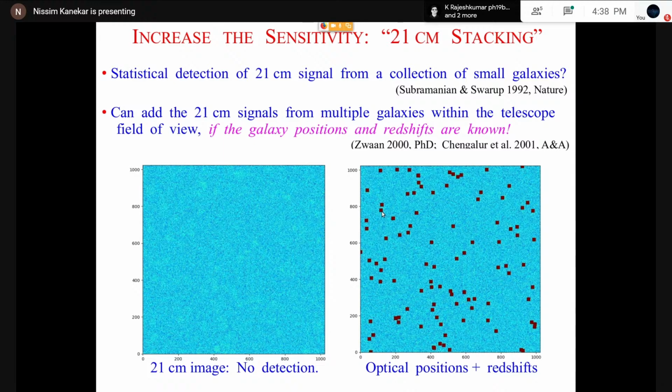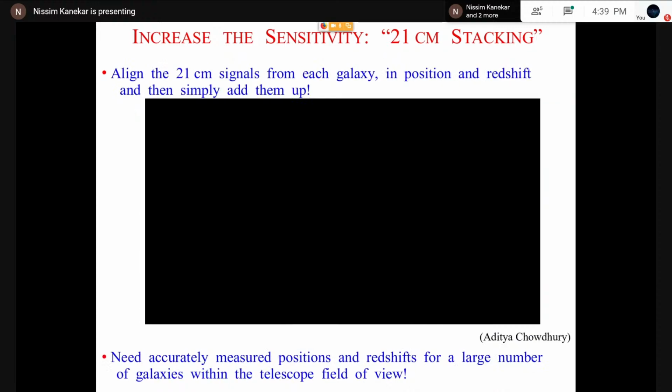Remember, these positions are from optical imaging and spectroscopy. You know the positions of these galaxies from optical imaging and spectroscopy, and now you go and make a 21 centimeter image of the field. And what Jairam Chengalur and collaborators and Martin Zwaan independently realized in about 2000, 2001 was that you can basically add the 21 centimeter signals from these multiple galaxies if the galaxy positions and redshifts are known. And by adding these signals, you basically increase the strength of the effective signal, and this gives you average information about the galaxies.